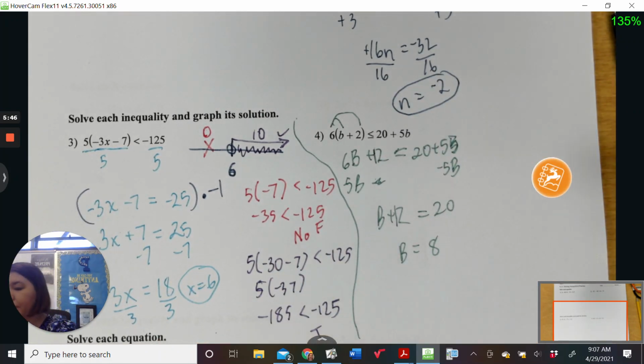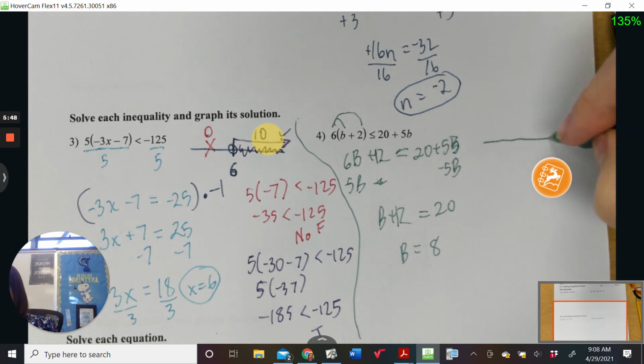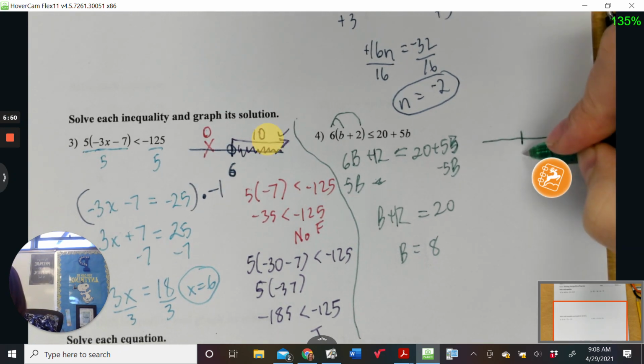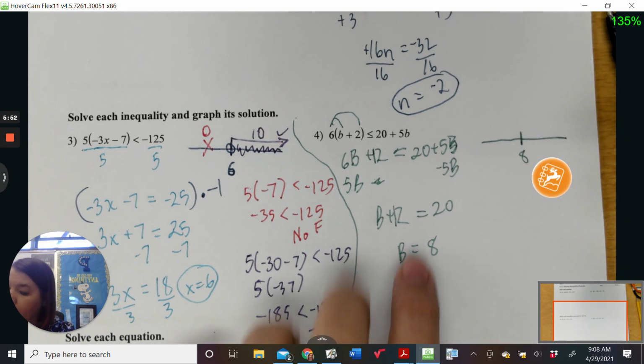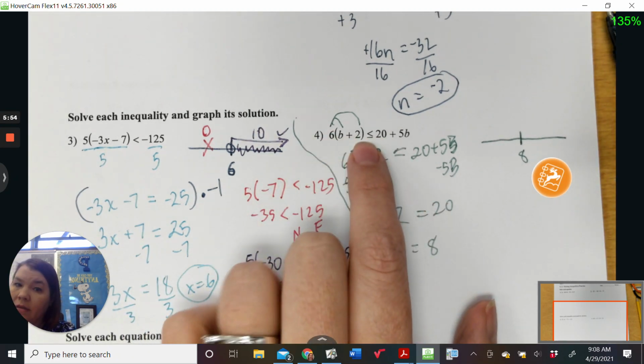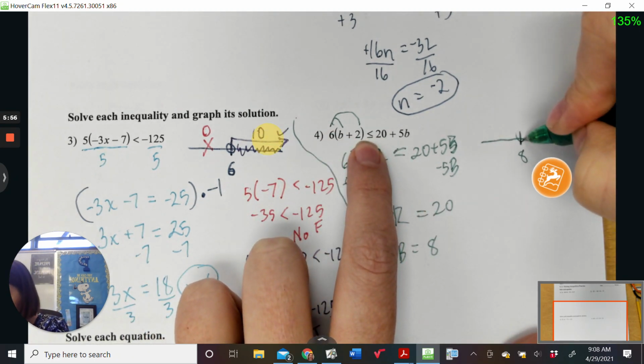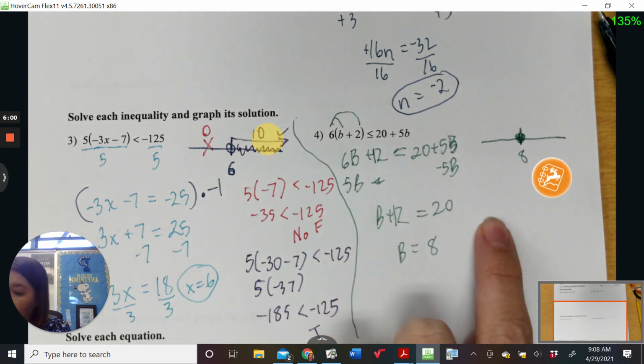I remember that answer. So now I'm drawing it on my number line. 8. Now remember, 8 is the number that makes both sides equal. And since this says or equal, 8 is an answer. Okay, so 8 is an answer.